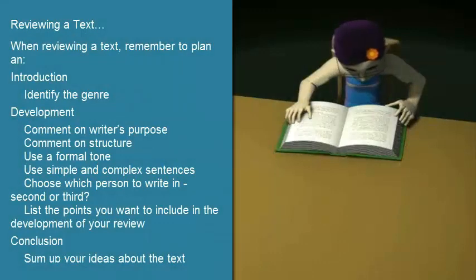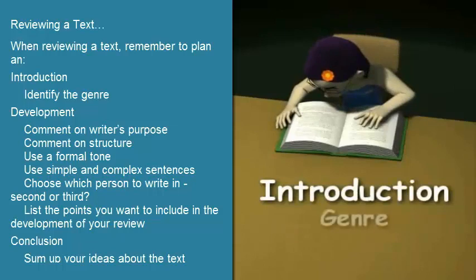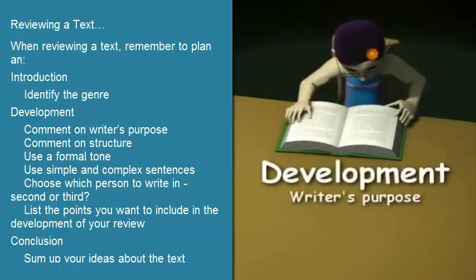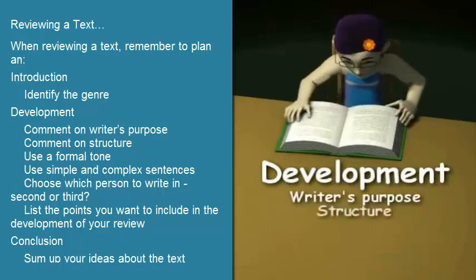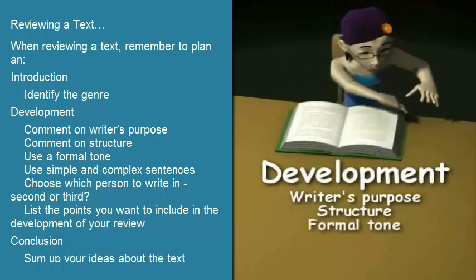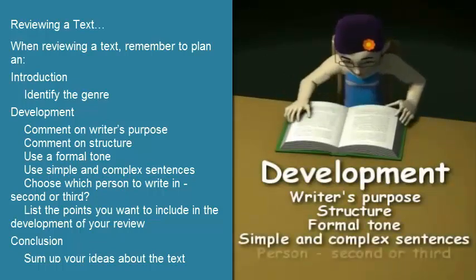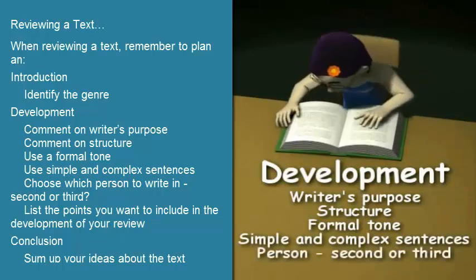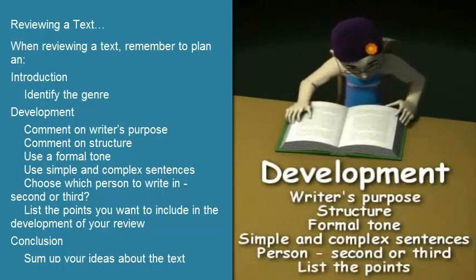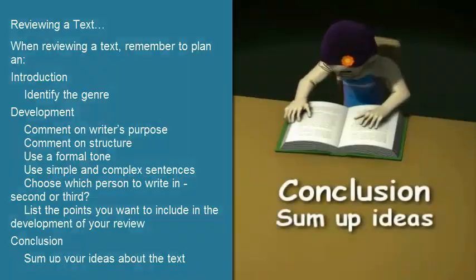When reviewing a text, remember to plan an introduction. Identify the genre. Development. Comment on writer's purpose. Comment on structure. Use a formal tone. Use simple and complex sentences. Choose which person to write in, second or third. List the points you want to include in the development of your review. Conclusion. Sum up your ideas about the text.